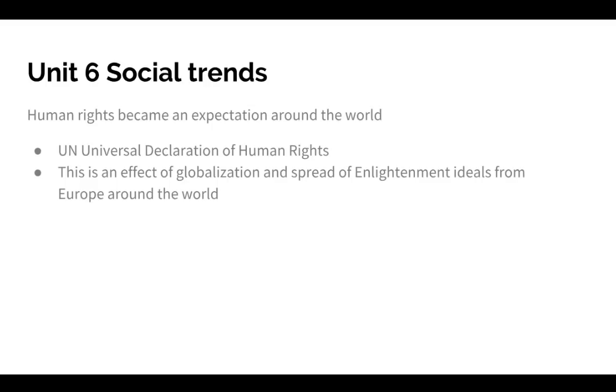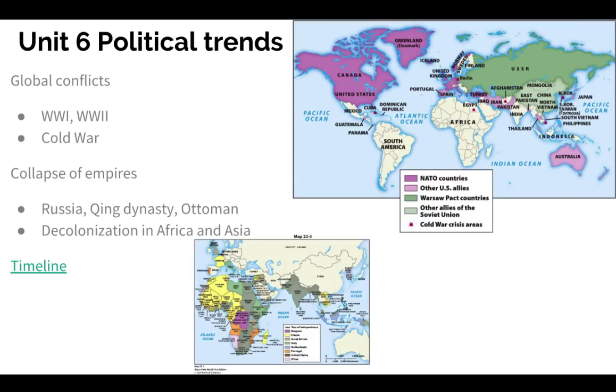So a social trend is that after World War II in particular, human rights becomes a universal expectation. And the United Nations has a document called the Universal Declaration of Human Rights. And after the Holocaust, it was considered the responsibility of nations around the world to ensure that was happening for everybody. And we're going to talk in a minute here about economic globalization being the driving force for that somewhat Western idea, that Enlightenment idea of human rights.